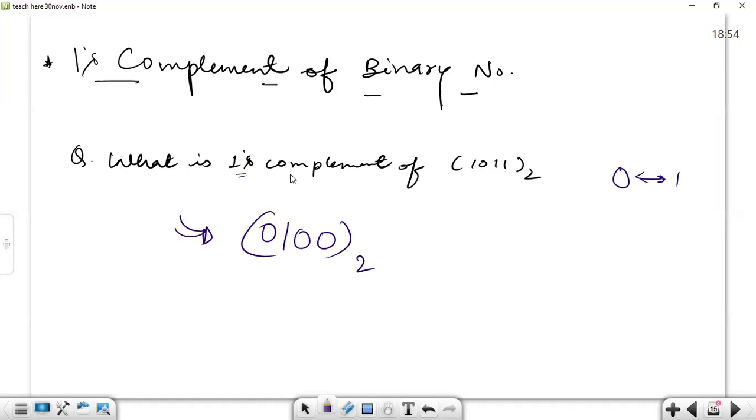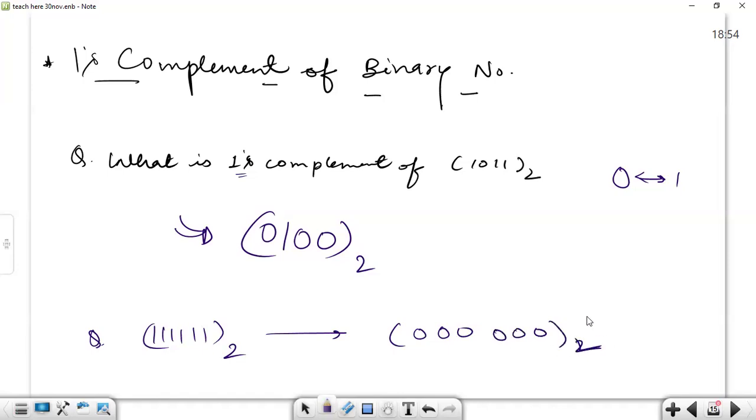Okay, clear? Simple, this is the answer. Clear? Yes, sir. So if this is the binary number, its first complement will be this. Simple, as simple as that. Okay, clear? Yes, sir.